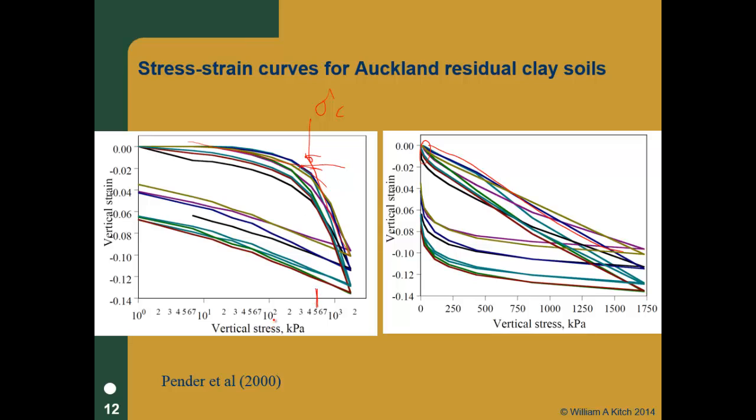500, right? Did I get that right? This is 10 to the 2, that's 100, and there's 500. So here's 500. You see any dramatic change in the behavior there at 500, and these soils are suddenly getting way softer because you pass the pre-consolidation stress and suddenly they're normally consolidated? I don't think so.